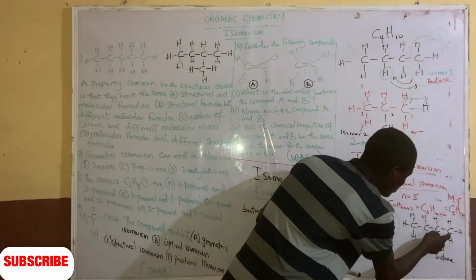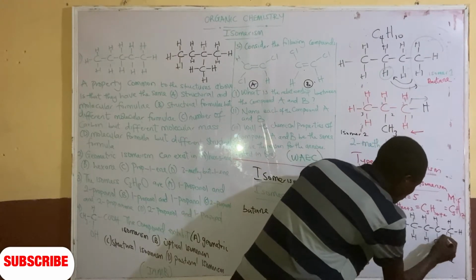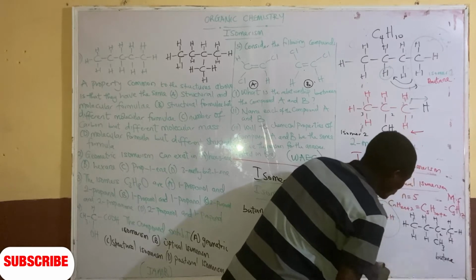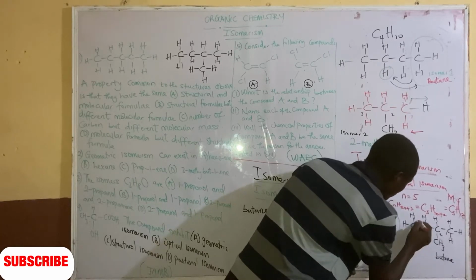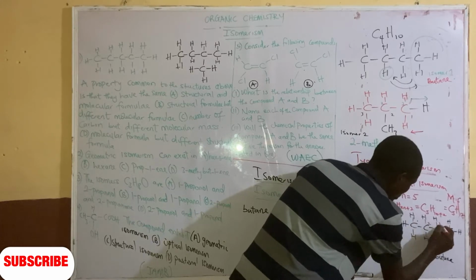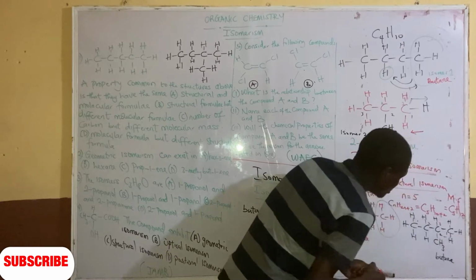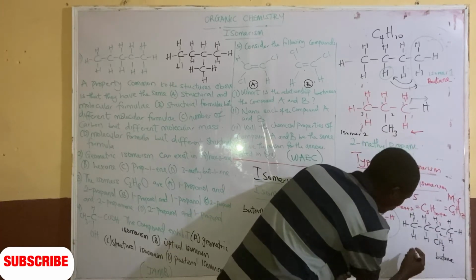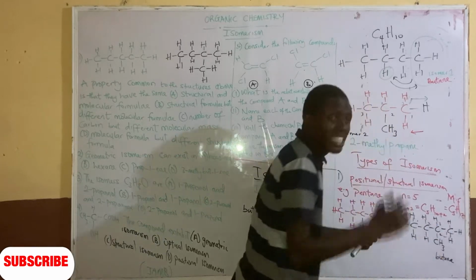If I count from the back, it is 1, 2. But from the front, it will be 1, 2, 3. So this is the correct numbering. The one here is the correct numbering. So I will go with the 2, because this is 3, this is 2, but the least numbering is 2.